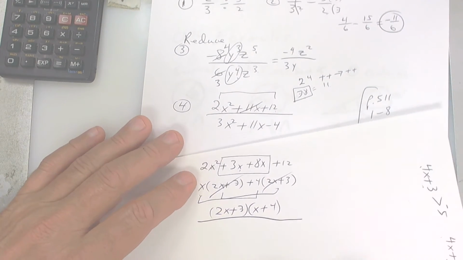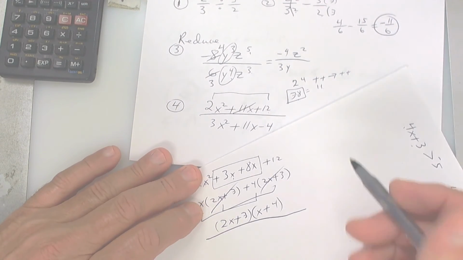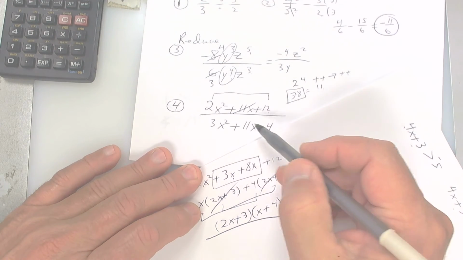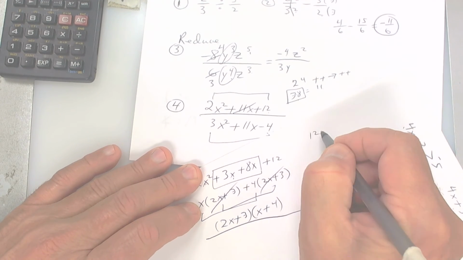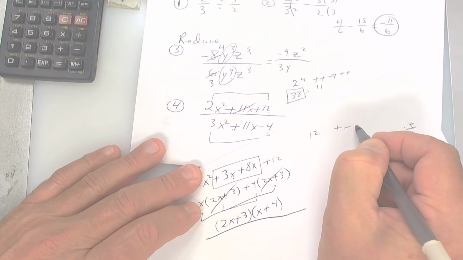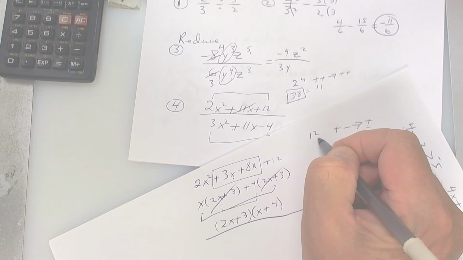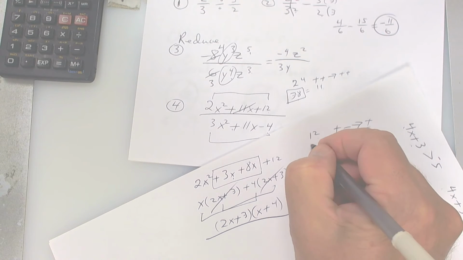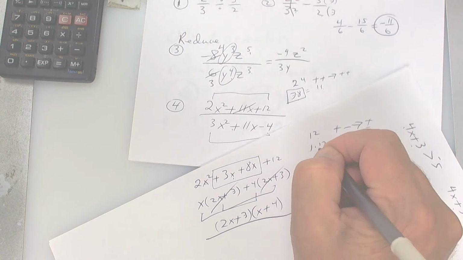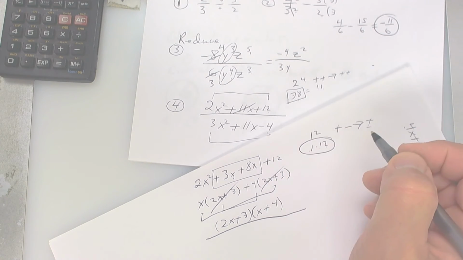At the bottom, you got to do the same thing. So when you go ahead and factor the bottom, nothing factors out. So 3 times 4 is 12. A plus and a minus means you're going to be subtracting. So you're trying to get 11 and 12. Let me see here. 1 times 12 is 12, and when you subtract, you get 11. So these are the ones you want to use.